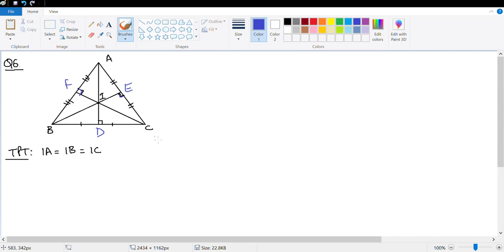These are perpendicular bisectors. So I need to prove that IA is equal to IB is equal to IC. Let's see if I can prove any triangles congruent. I see many triangles here. Let me see where IA comes in. IA comes in this, IB is here, and IC is here. Are they part of any two triangles?